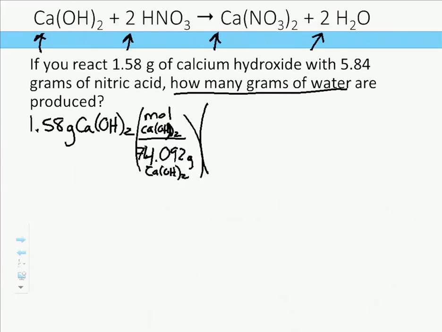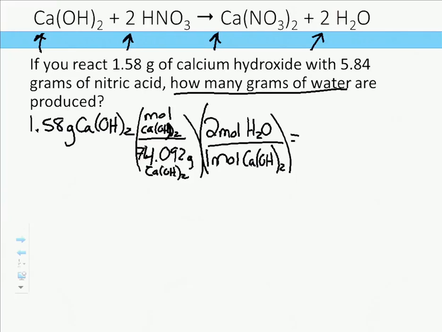Now what I want to do is I want to go from moles of calcium hydroxide to moles of water. Let me see how much that is. 1.58 times 2 divided by 74.092 gives me a total of 0.0426, and I'm going to keep giving it a couple more digits. We won't round quite yet. 97 moles of water.